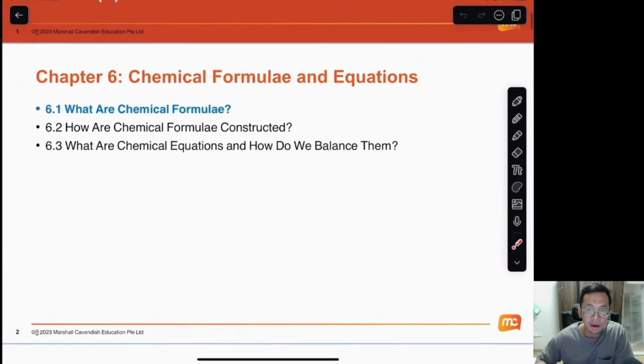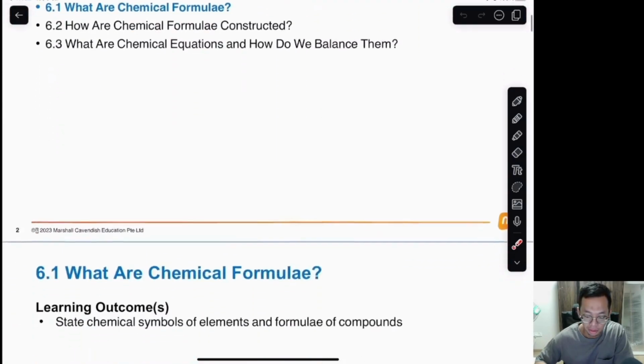So there are 3 parts in this series. First part is what are chemical formulas. Second part is how are chemical formulas constructed. And the third part is what are chemical equations and how do we balance them.